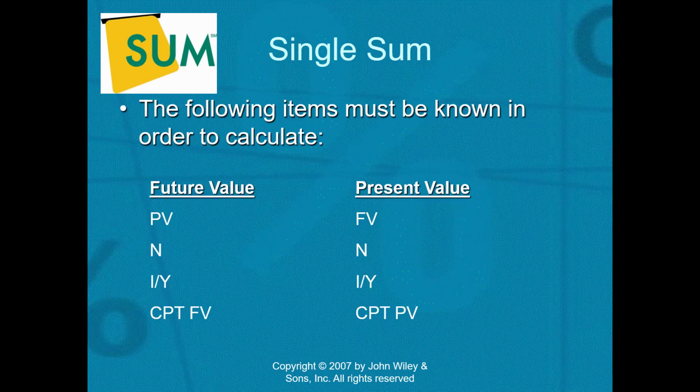All right, so when we deal with single sum or lump sum calculations, as we did in this case, we have to know several things. In order to calculate the future value, we have to know our present value, our N, and our IY, and that allows us to compute future value. If we're going to compute our present value, we're going to need to know the future value, the N, the IY, and then we're going to compute present value, which is what we just did in those two previous calculations.